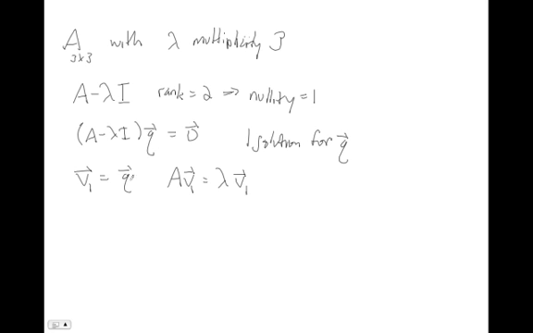Now, the interesting thing is there's going to exist some other vector, V2. Because V1 is my only solution to the eigenvector equation, if I take this other vector V2 and multiply it by A minus lambda I, it's not going to equal the 0 vector, because it's not an eigenvector. But it's weird that there exists this other vector V2 such that if I multiply it by A minus lambda I squared, that is equal to the 0 vector.